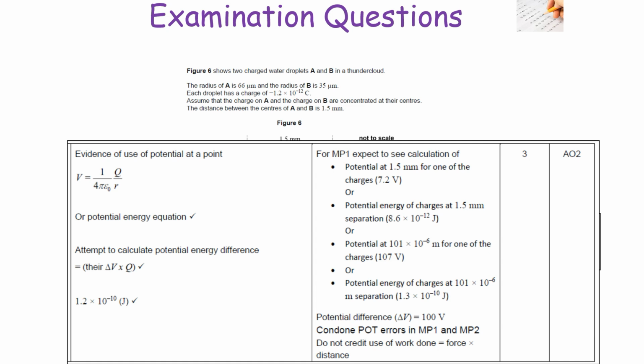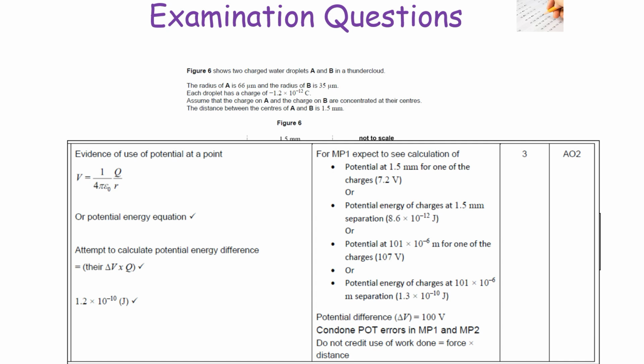the potential at 101 times 10 to the minus 6 meters for one of the charges, so you get it to be 107 volts. So what you can then do is you've got your potential difference, so you find the difference between the two values, so 107 minus 77.2, so therefore you get 100 volts, and then you can work out the potential energy difference due to this by doing the potential difference is therefore equal to the work done over the charge, so therefore work done is the potential difference times the charge, so it's 100 volts times the charge of the object, which is 1.2 times 10 to the minus 12, so we get 1.2 times 10 to the minus 10.